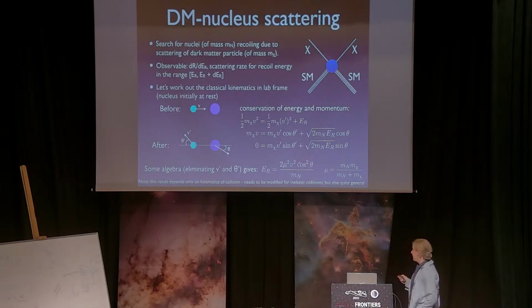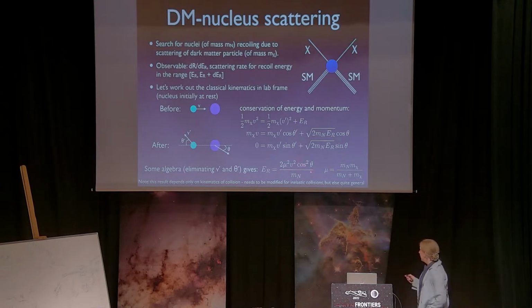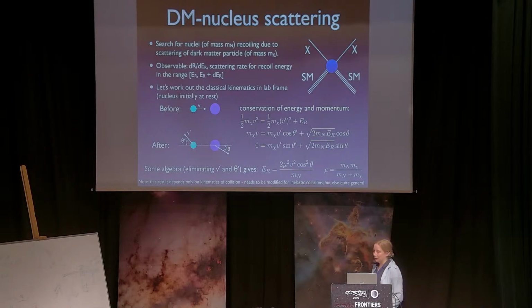So it depends on the scattering angle. It scales with mu squared v squared, where v is the incoming velocity of the dark matter particle, and it scales with 1 over the mass of the nucleus. So we can already see from this that in the case where this reduced mass is controlled by the nucleon mass, so where the dark matter is much heavier than the nucleon, then this is just going to go like mn squared v squared divided by mn. So it's going to go like mn v squared. So in that case, the recoil energy is really just going to be determined by the mass of your nuclear target and how fast the dark matter is going in the halo.